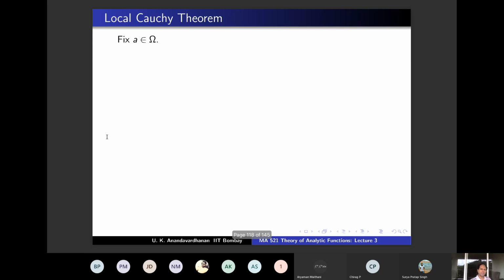And that's very easy because of this triangle theorem. Fix a point A in omega. You need a candidate for the antiderivative, and then you show that it's actually an antiderivative, by taking the quotient (F(z) minus F(z naught)) by (z minus z naught) and taking the limit. So the candidate is: you take a point z and define capital F(z) to be the integral of f(psi) d psi on the curve, which is a straight line joining A and z.